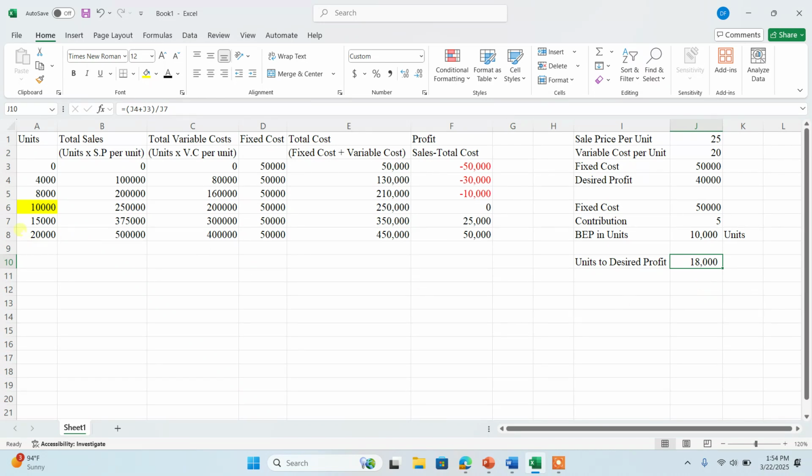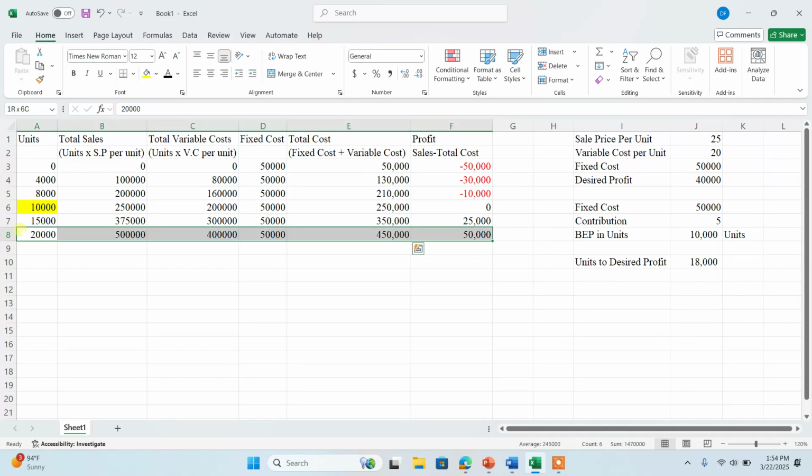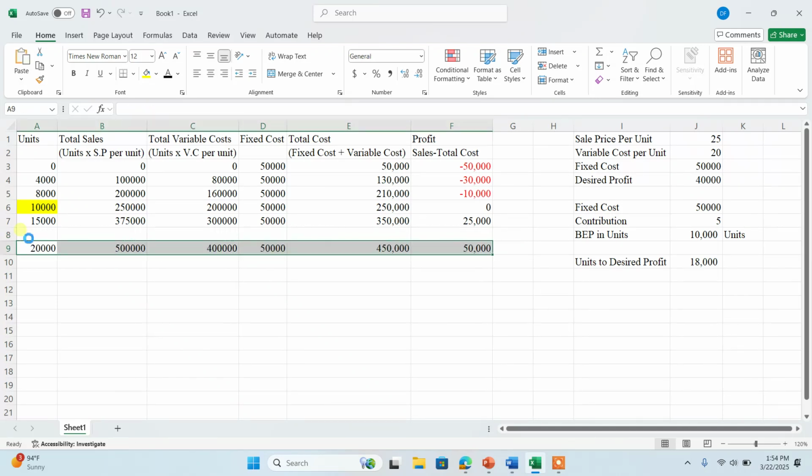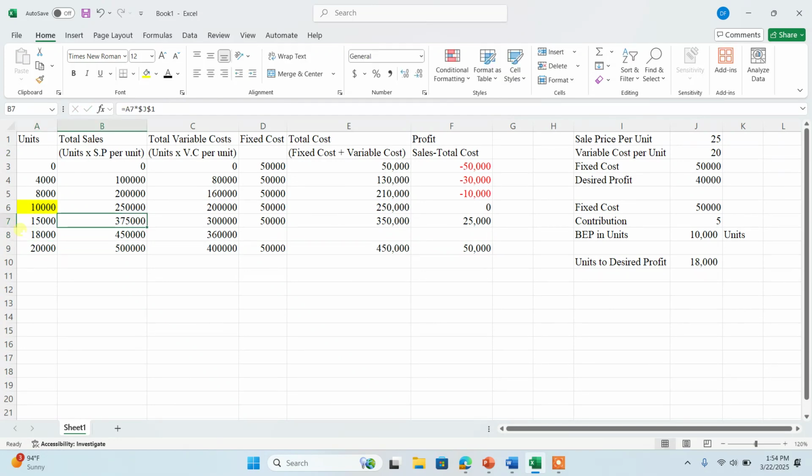In this case, we have already tested it on 20,000. You can see the profit is more than 50,000. If I can give some space here, let me check on 18,000. If I produce 18,000 units, what will be my profit? You can see that on 18,000, the profit is 40,000.